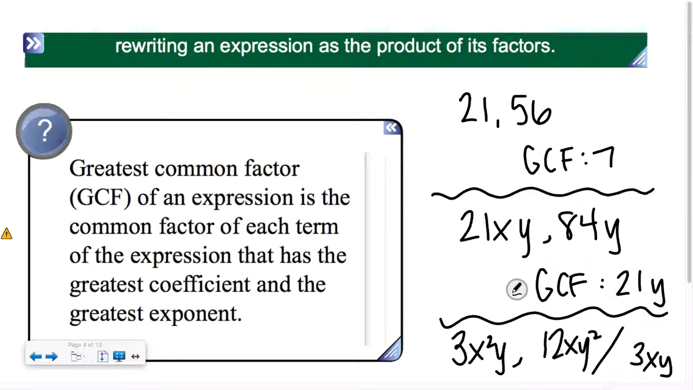Why do I have to look for GCFs? Because that's the first step of factoring. You always have to factor out what's common before you do any of the parentheses stuff.